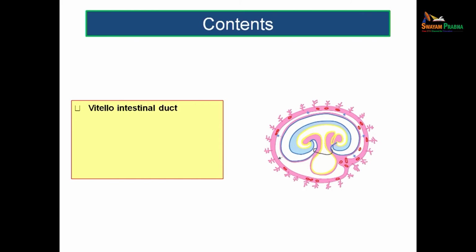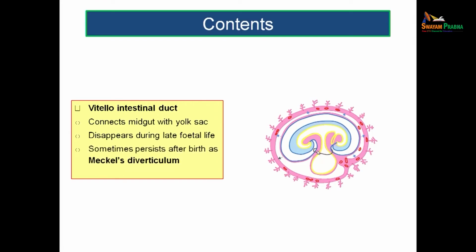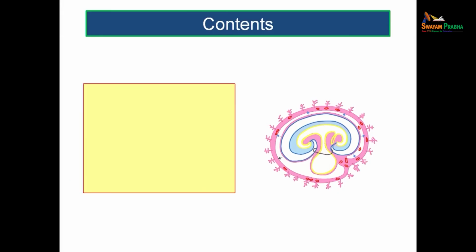Coming to the next content, this is the vitelo-intestinal duct. This duct connects the midgut region with the yolk sac. This connection is known as vitelo-intestinal duct, and during late fetal period, once the yolk sac is used up, this duct also will degenerate. Sometimes this duct will persist even after birth, and that condition is known as Meckel's diverticulum.